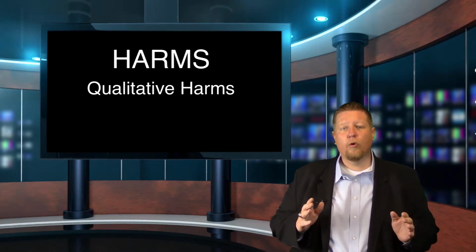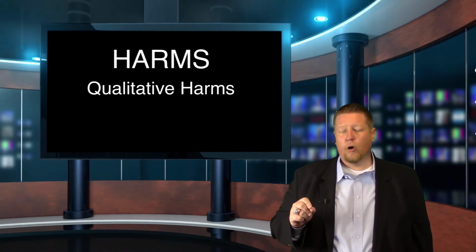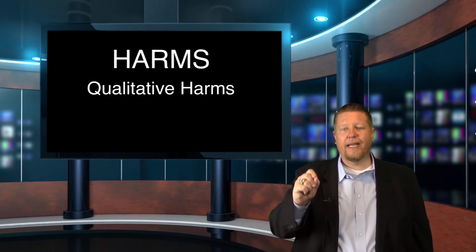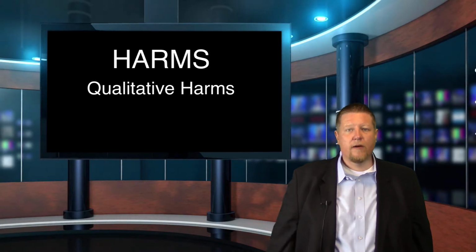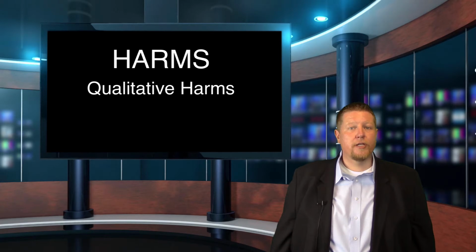Oftentimes, the problems in our world can't be measured in numbers, and we need a way to understand that some problems are worth addressing, even if the frequency of the problem doesn't appear to be immediately significant. In 2013, a woman discovered that the NSA, as part of the PRISM software program, had monitored her cell phone.